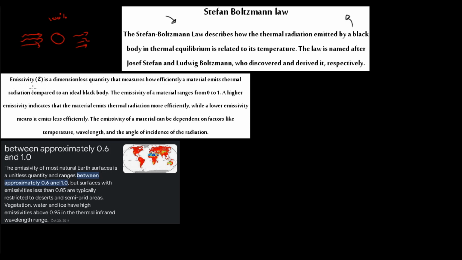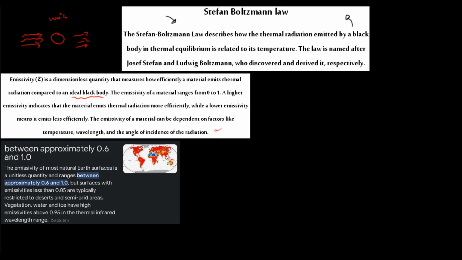And then let's see what emissivity is. Emissivity is a dimensionless quantity, a measure of how efficiently a material emits thermal radiation compared to an ideal black body. Very important. Okay, so in this case, let's continue reading first. The emissivity of a material ranges from 0 to 1. A higher emissivity indicates that the material emits thermal radiation more efficiently, while a lower emissivity means it emits less efficiently. The emissivity of a material can depend on factors like temperature, wavelength, and the angle of incidence of the radiation. A little bit of law of reflection.